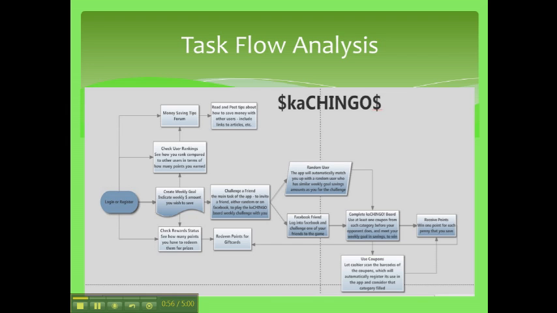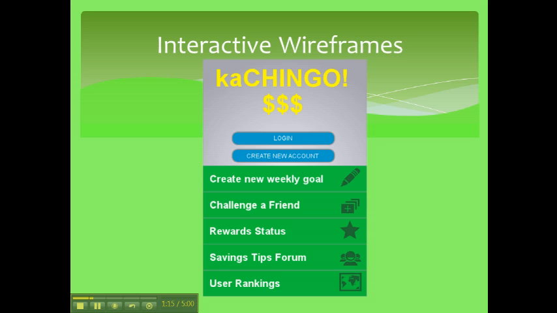This is the task flow analysis. The top two main user tasks I wanted was for the user to be able to create a weekly goal for themselves and set a monetary value amount that they wanted to save per week for the kaCHINGO board, and the second was to be able to challenge a friend either through Facebook or randomly to a game of kaCHINGO.